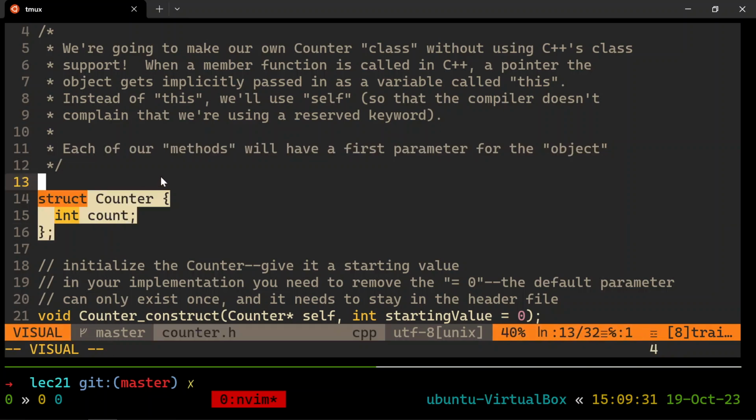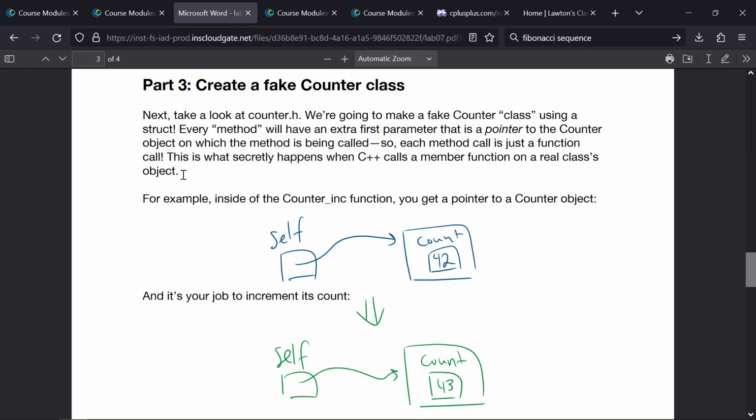So we're trying to build up a counter class. Okay? Here's our goal. So every time we call a function, which is supposed to function as a method, like counter inc, we're going to make a function that increments a counter, and we're going to pass along a pointer to the object we want to mess with, because that's secretly what C++ is doing for you when you really use classes, right? So I want you to understand that by doing this part of the lab.